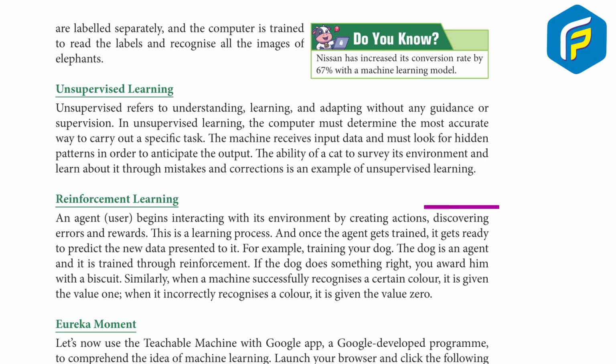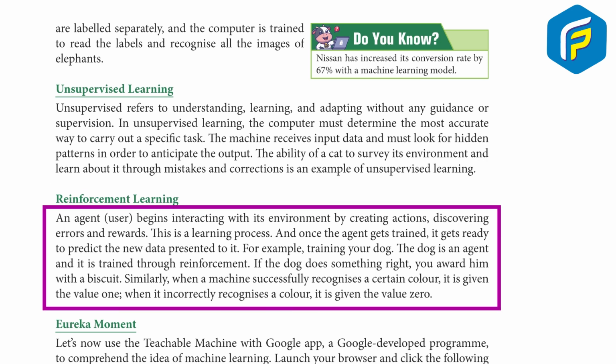Reinforcement learning. An agent begins interacting with its environment by taking actions, discovering errors and rewards. This is a learning process, and once the agent gets trained, it gets ready to predict the new data presented to it. For example, training your dog. The dog is an agent and it is trained through reinforcement.